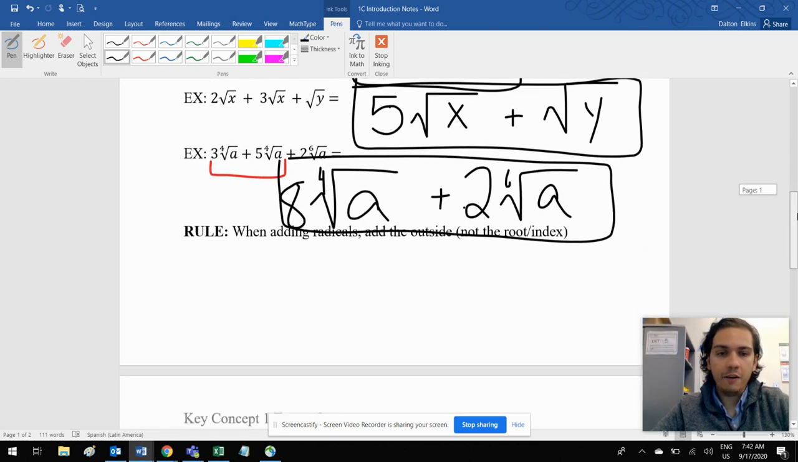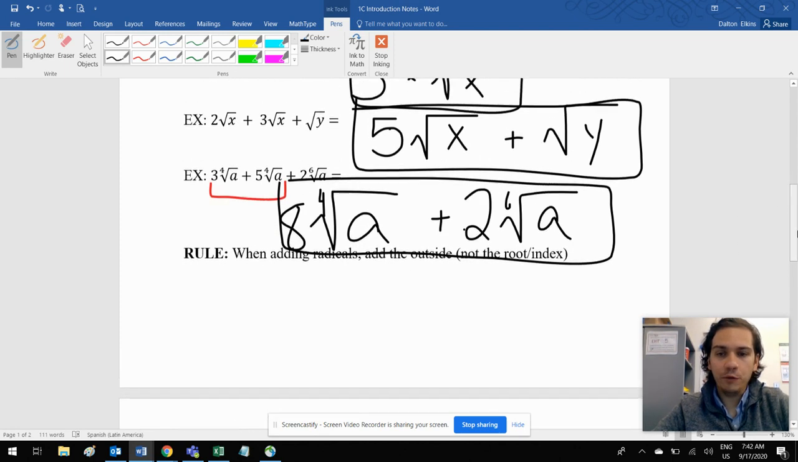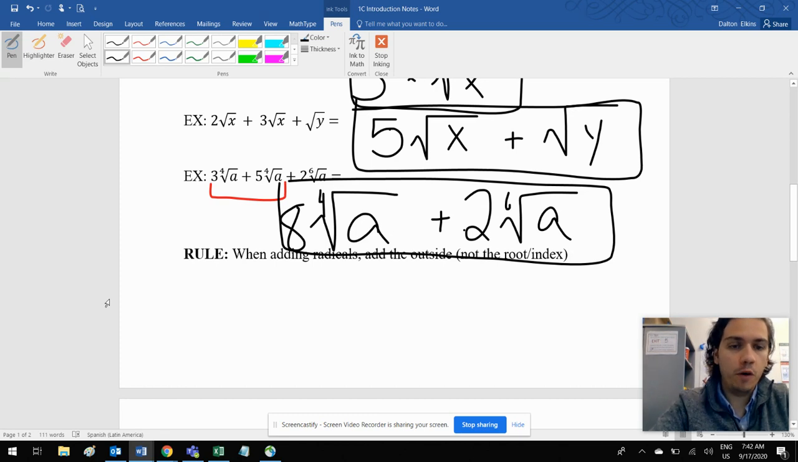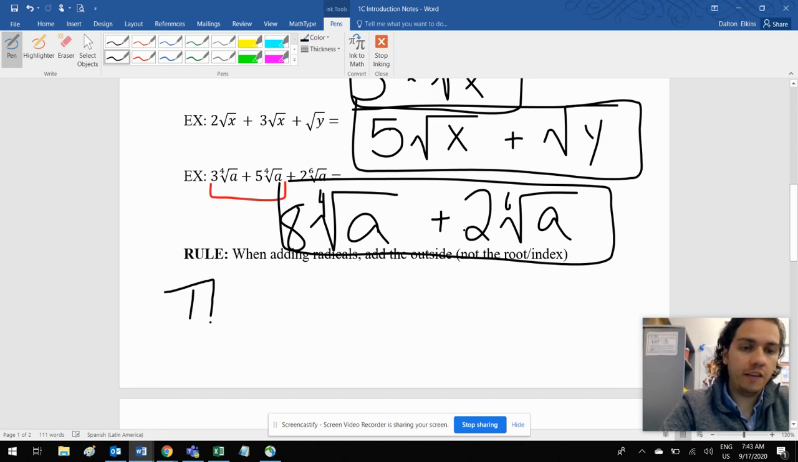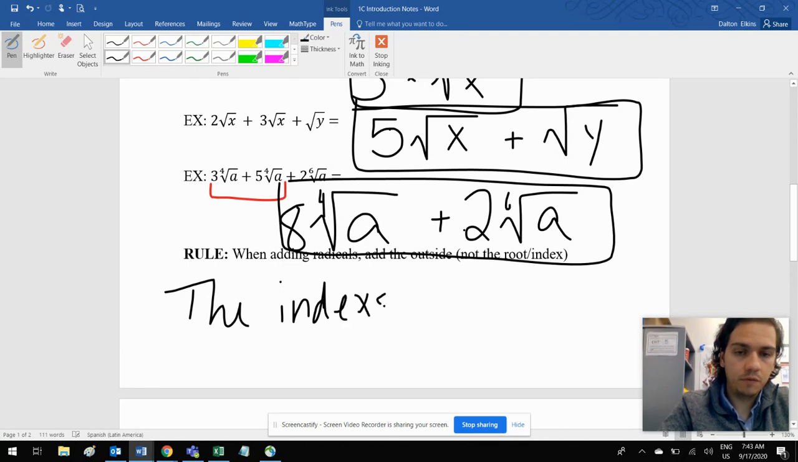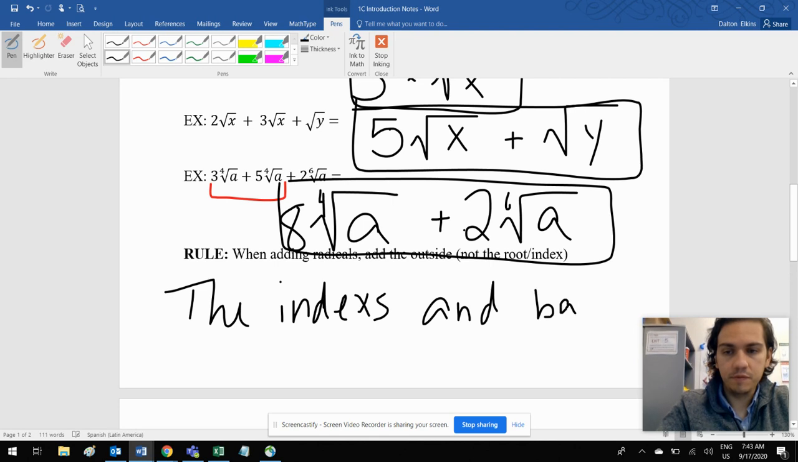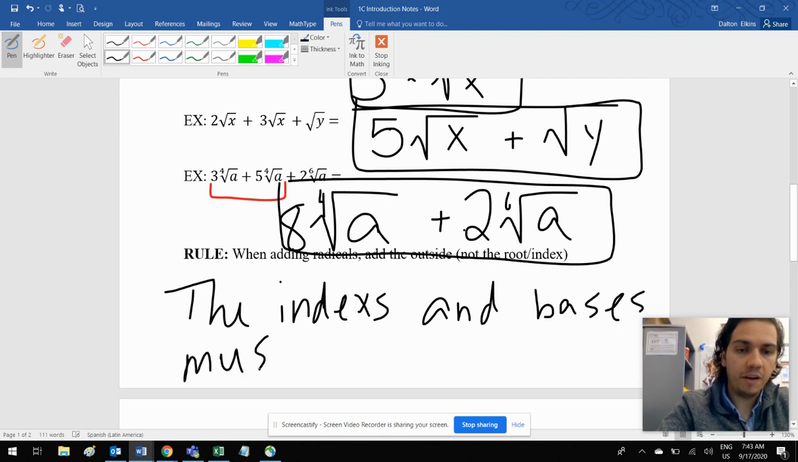So the rule is when adding radicals, you add the outside. You don't add the root or the index. There's something else that should be important here. The indexes and bases must be the same.